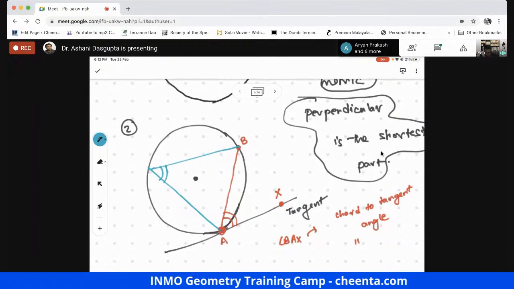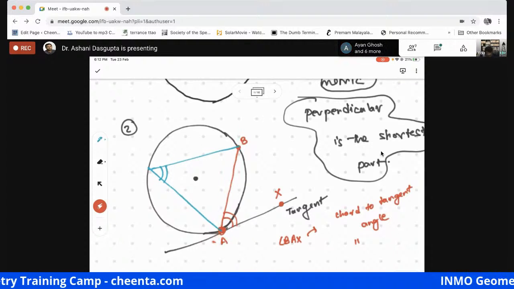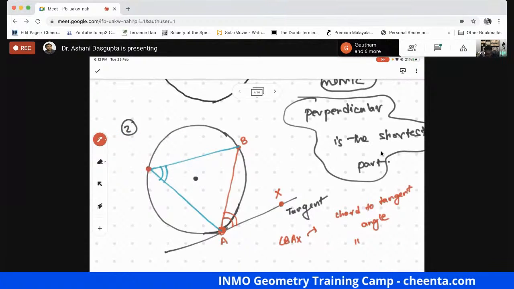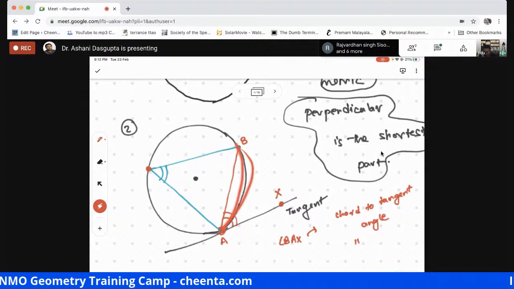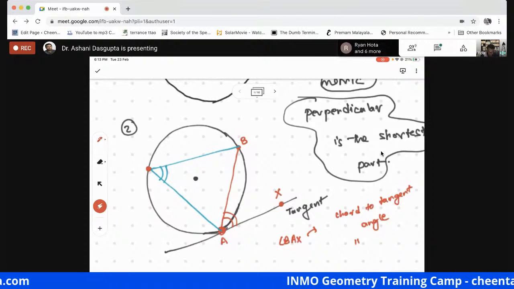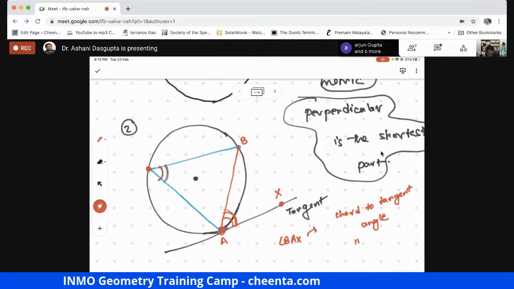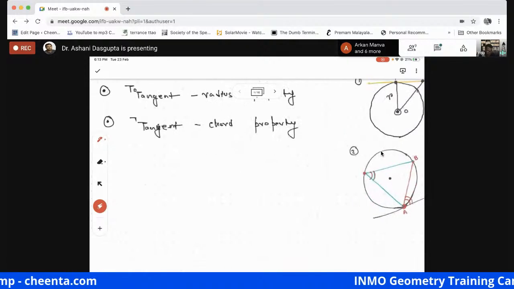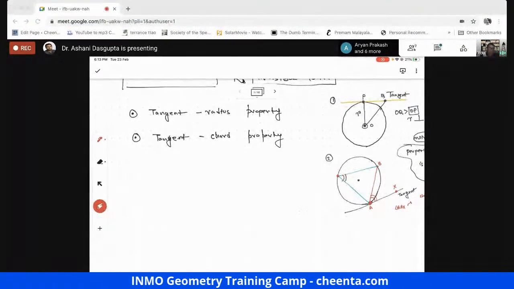Subtended means this particular angle sits on this particular chord and the point is on the circumference of the circle. And the word alternate means it is not in this particular part of the circumference, it's in the other part, the part that is not with the first angle. So these two angles are equal. I will not go into the proof of this because for INMO this should be elementary. So these are two things. Assume that you should know this.